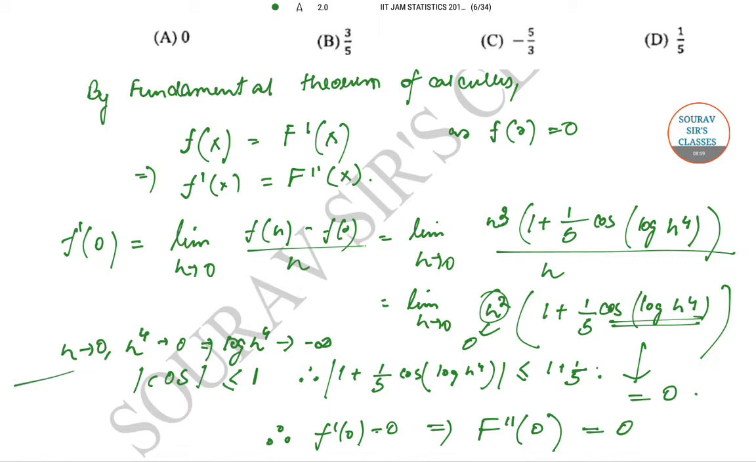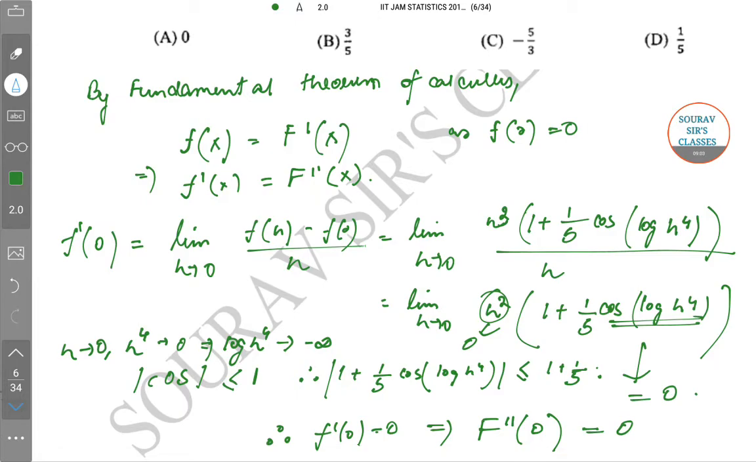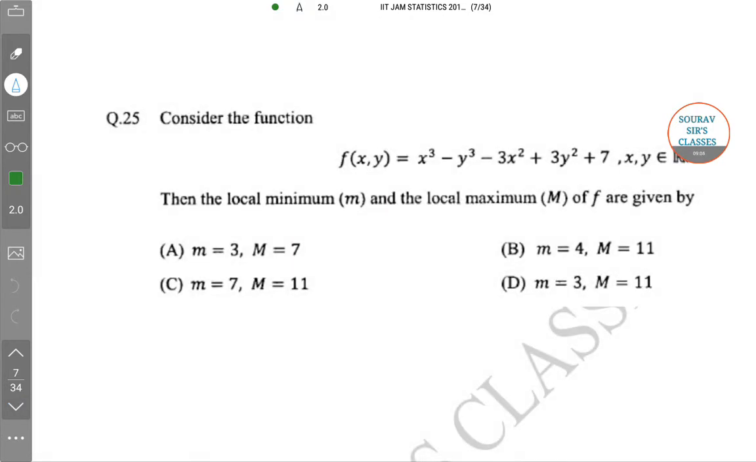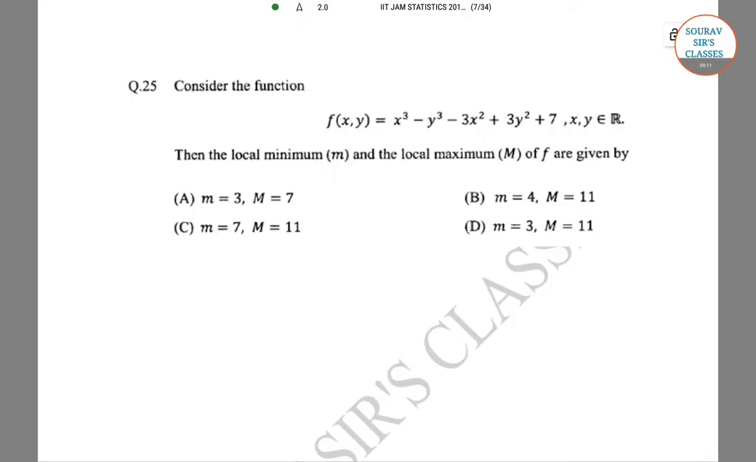Now, let us move on to the next problem. This problem says, consider the function f(x, y) equal to x cube minus y cube minus 3x square plus 3y square plus 7. Then the local minimum m and the local maximum capital M of f are given by the following.